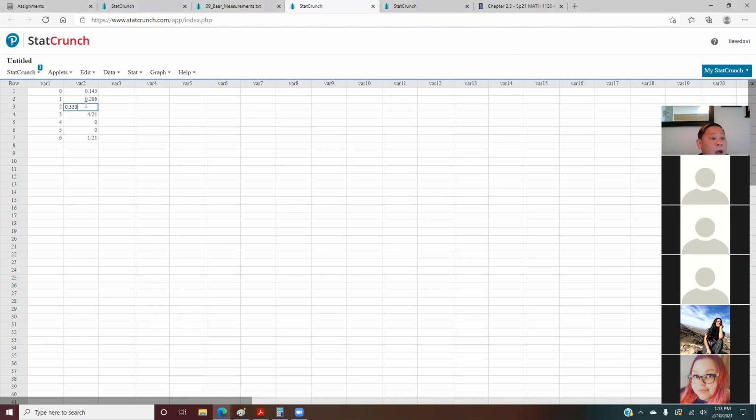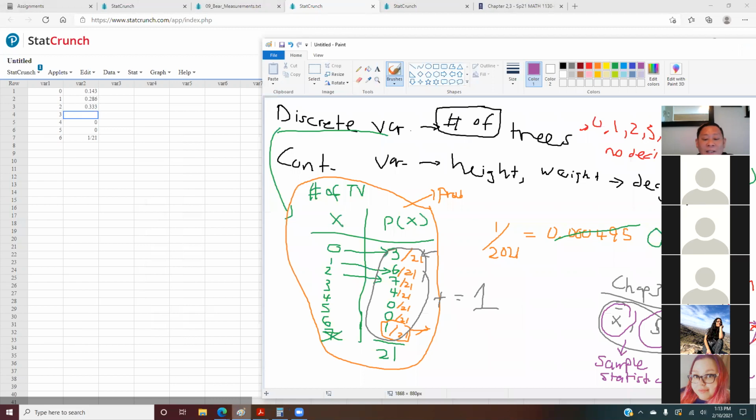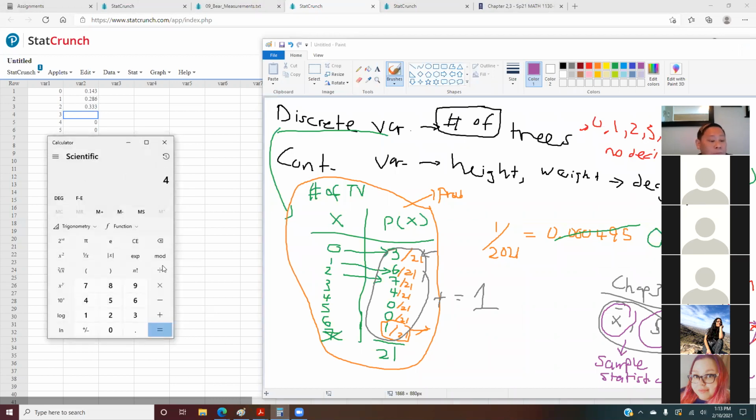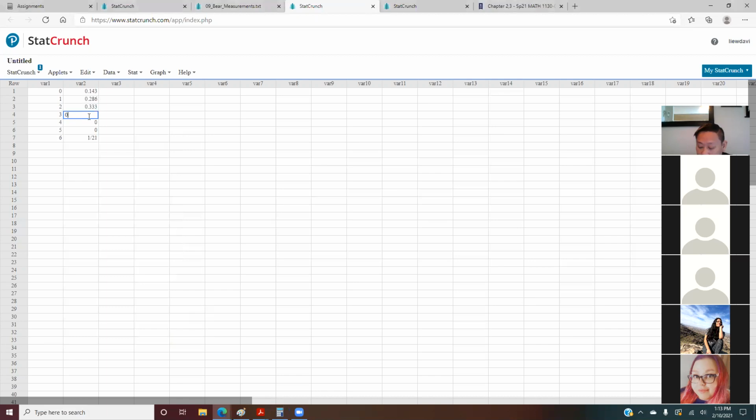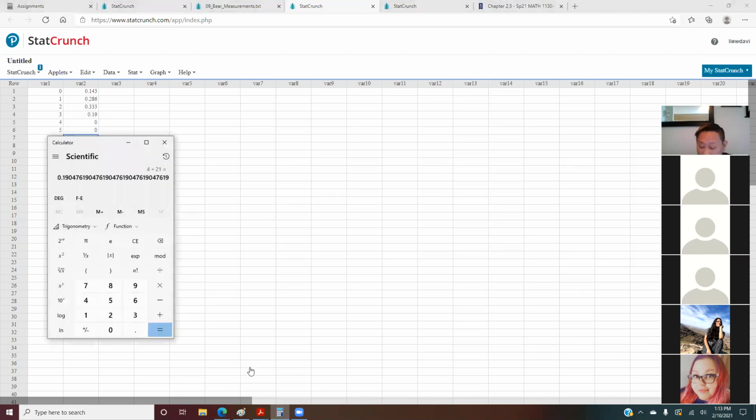You guys with me? I'll give you another example. If you do your online homework, you can just import it immediately. This is 4 out of 21. 0.19. This would be 0, 0, and then this is 1. So you actually have to change it to decimals. 0.048.